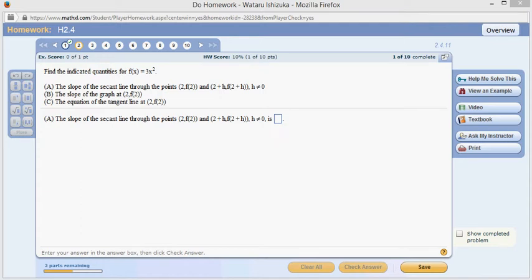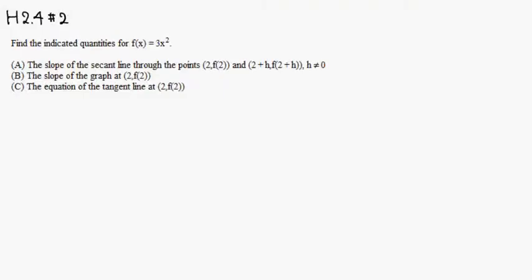Alright, let's look at homework 2.4, problem number 2. So you have a function f of x equals 3x squared, and for part A, we want to find the slope of the secant line. Alright, so let's do that.